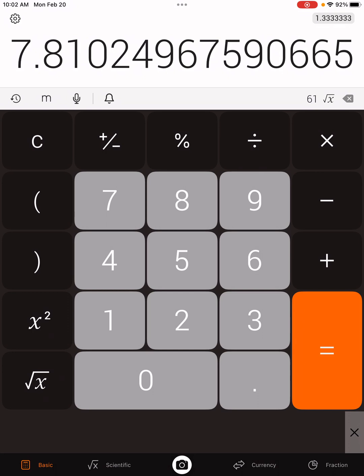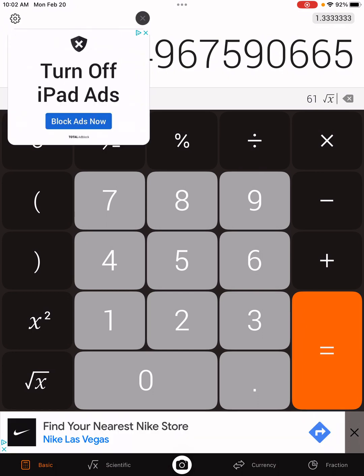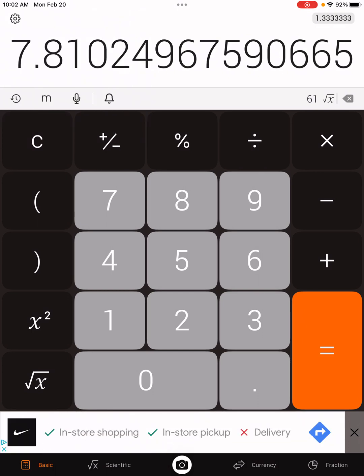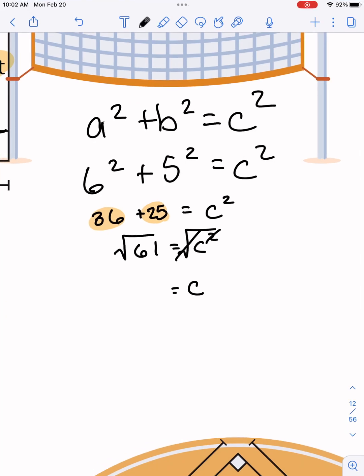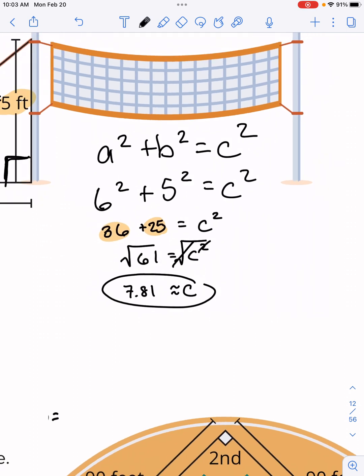It's 7.81. Whoops. It continues forever. It's irrational. But let's round this to 7.81. Whenever we round, we should put approximately equal to 7.81. So for this, we would need a rope that is 7.81 feet long.